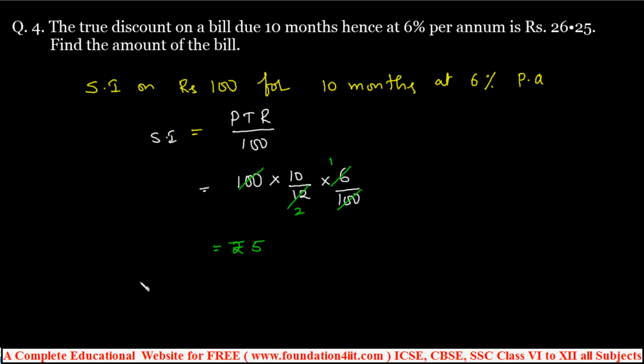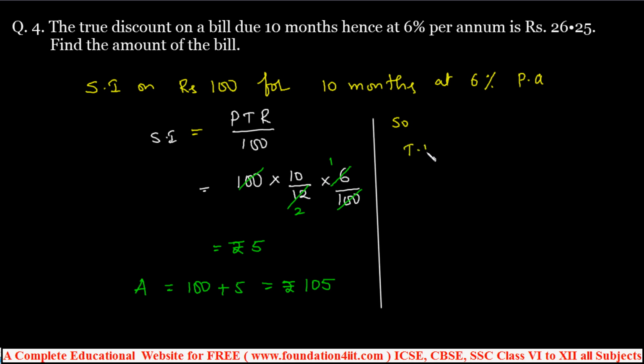Now the amount is equal to P plus interest. So 100 plus 5 is rupees 105. Out of 100 that I took as the principal, I calculate the amount is 105. So now we can write the statement like this clearly.